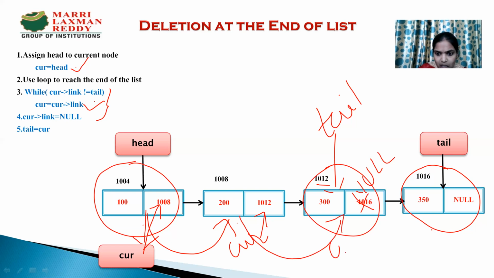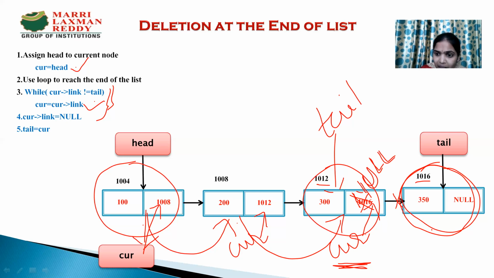Now this is the current node. Again, we are checking current link not equal to tail. What is the current link? 1016. It is the tail address. So we exit from the loop, and here we have the current node. Now I'm making this current link as null. So automatically the connection between these two nodes gets deleted.